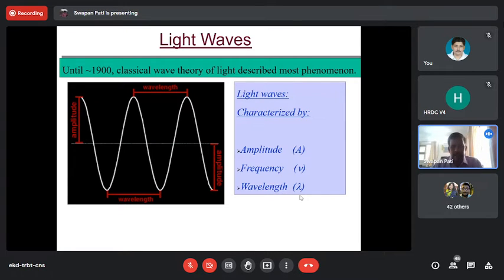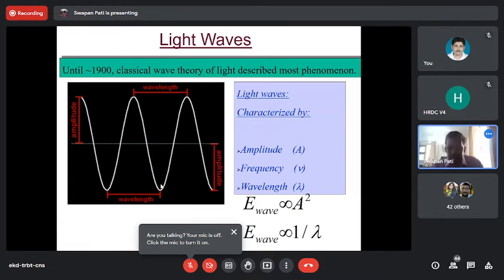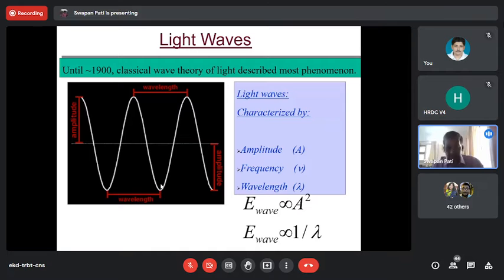Light is characterized by three things. One is amplitude, the height of the wave. This is the amplitude, from this zero to this height. Then frequency and wavelength. This is the wavelength, between two maxima or two minima, and the inverse of that is the frequency. And the energy of this wave is proportional to the amplitude square.